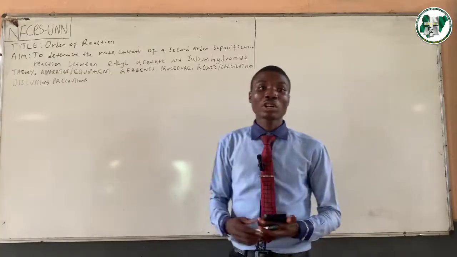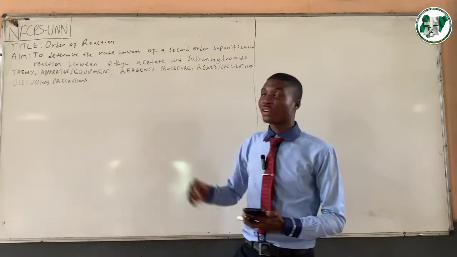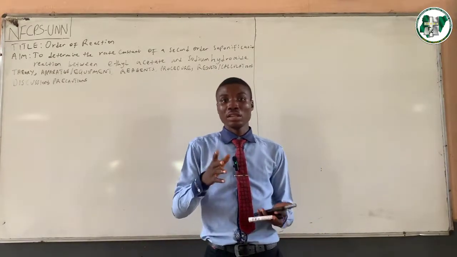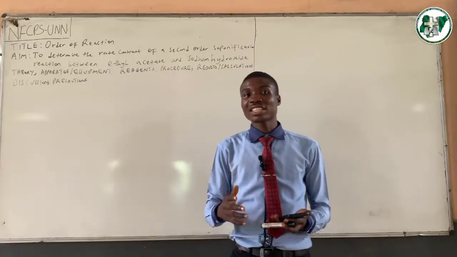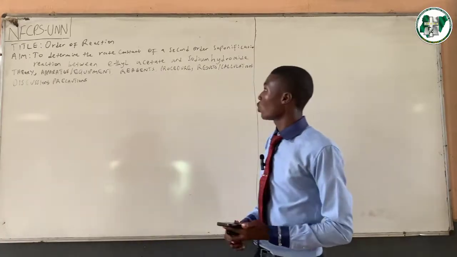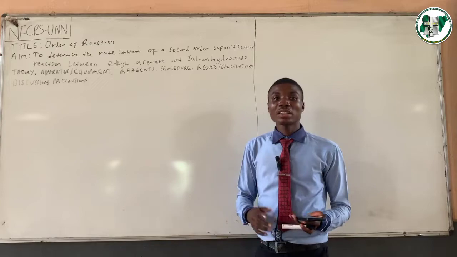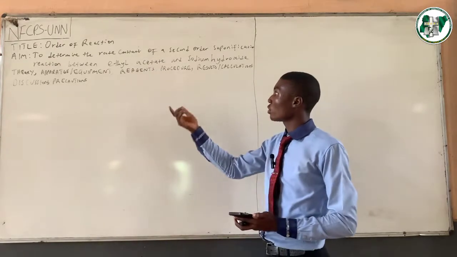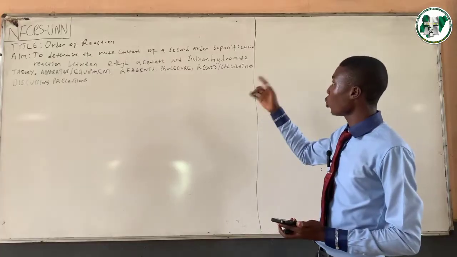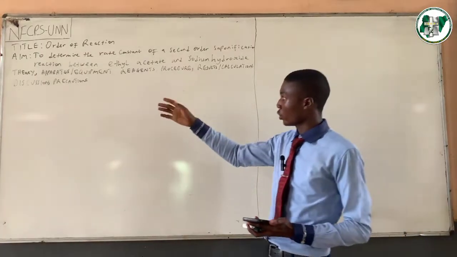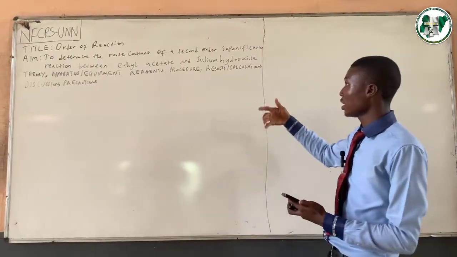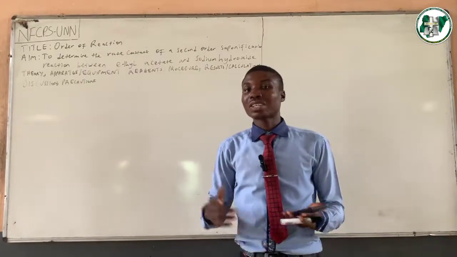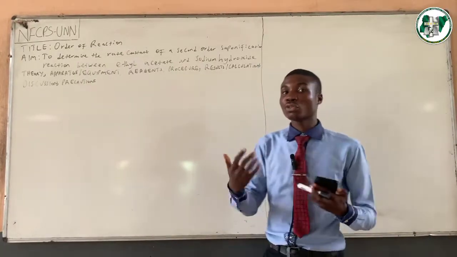And basically, today we are going to be treating the order of reaction experiment in practical pharmaceutical chemistry. So, the order of reaction experiment is an experiment whose aim is to determine the rate constant of a second order saponification reaction between ethyl acetate and sodium hydroxide. Saponification simply means that the reaction produces soap.